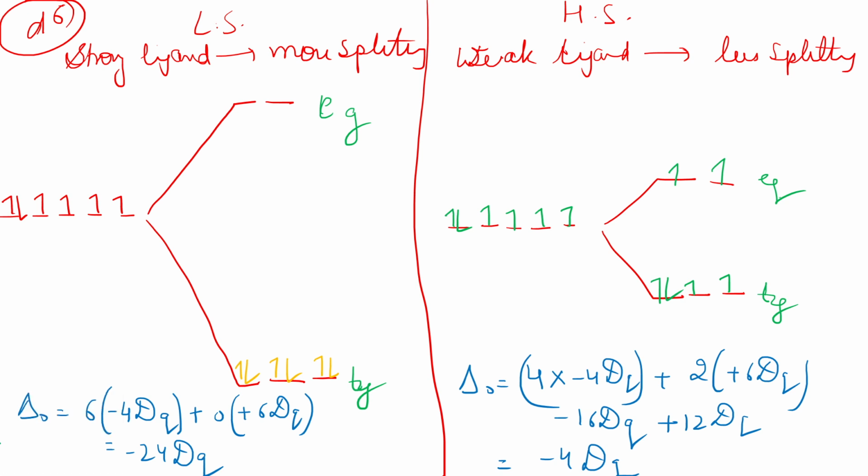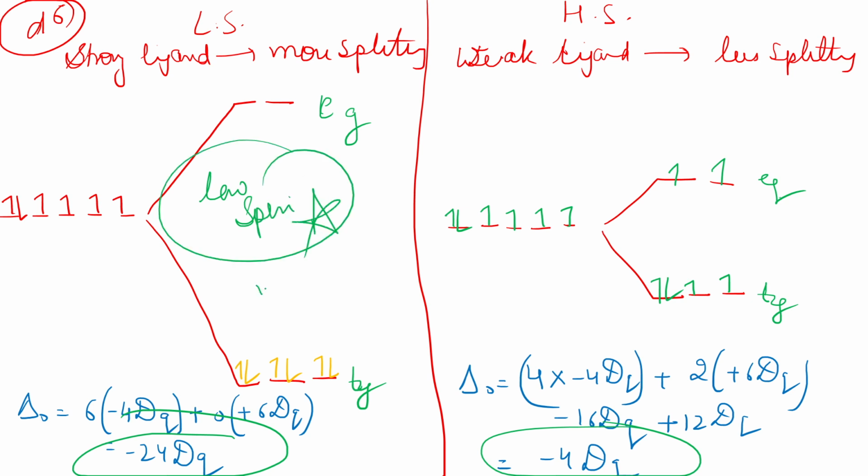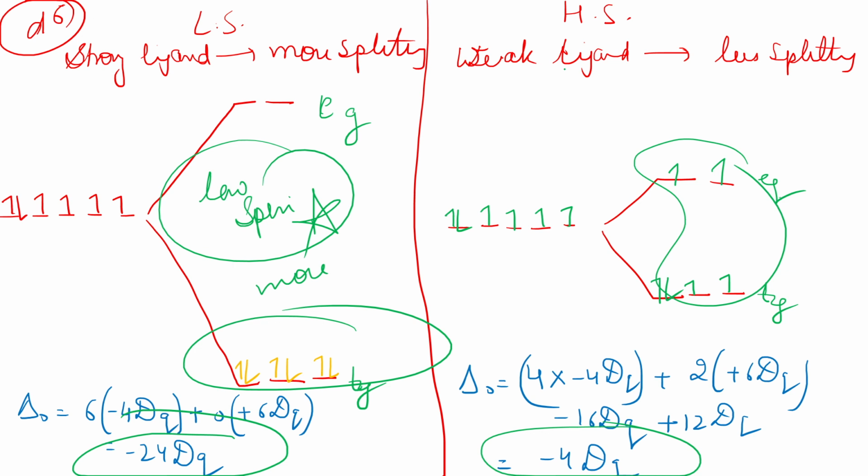The one with more negative value is more stable. This is 24 Dq, this is minus 4 Dq. So the low spin complex over here is more stable. Now tell me, are there any unpaired electrons present? No. Here unpaired electrons are present. That's why it is called high spin.